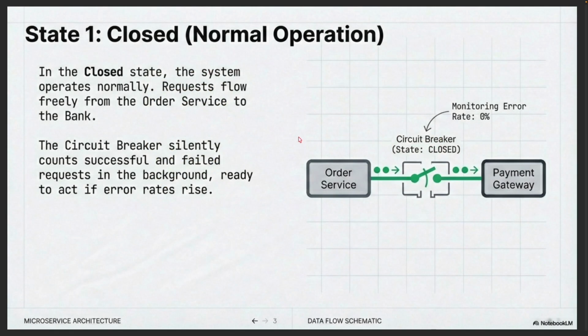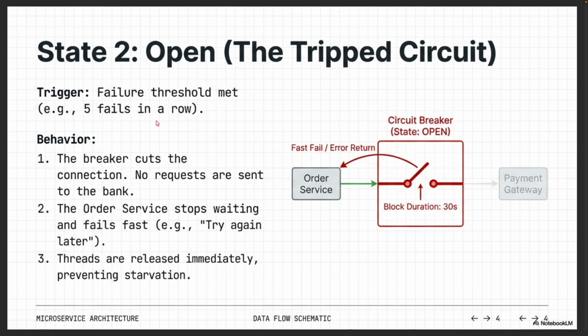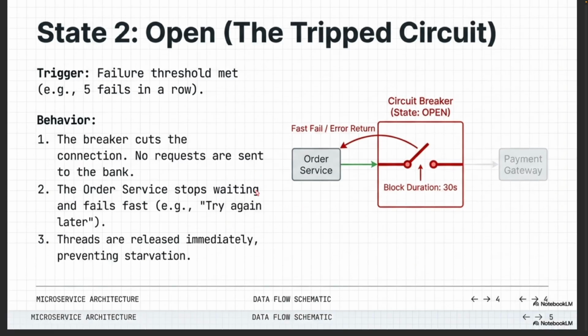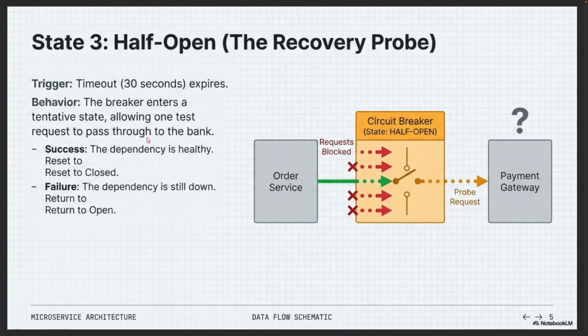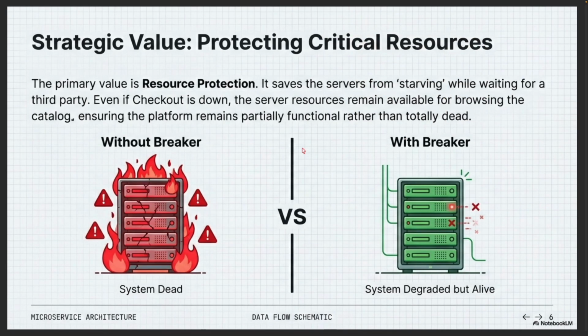Here there is a closed state where there is a normal request and response between the order service and the payment gateway without any errors. But as errors start, that is, the failure threshold is met, for example 5 failures in a row, at that time the circuit goes into the open state, and now there will be no direct request and response between the order service and the payment gateway, and it will just return a fallback response. Next there will be the half open state, and during that it will check with one request. If it succeeds, then it will close the circuit, and if it still fails, then it will go back to the open state. So these are the three main states.